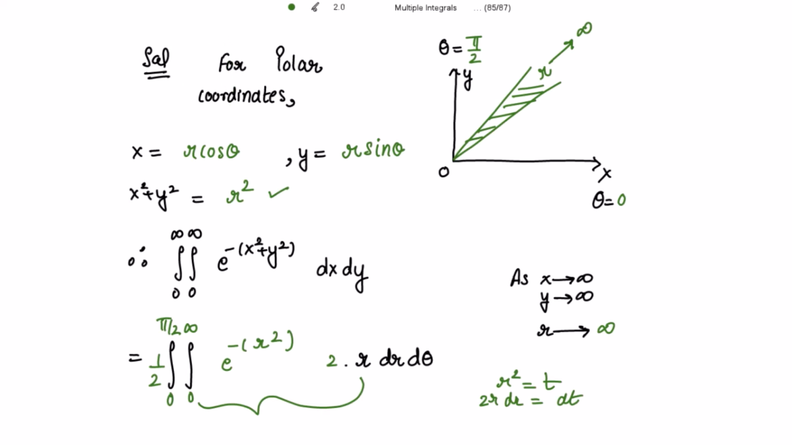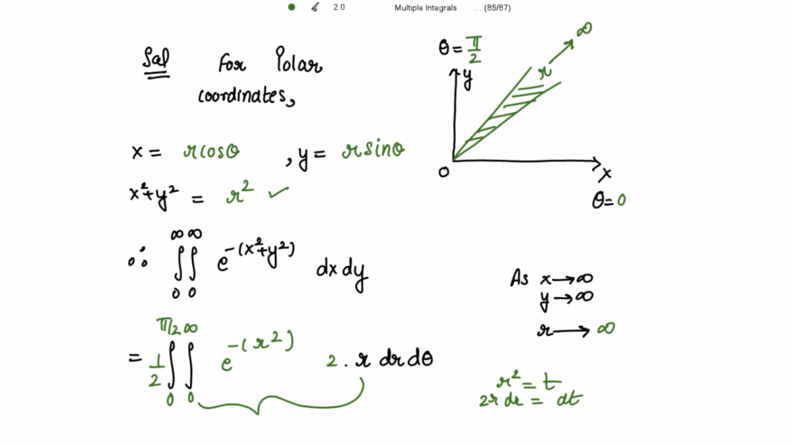So this is e to the power minus r square. Instead of r square, writing t, into 2r dr as dt, and this 2 is also there in the denominator, and this is d theta. So this is 1 over 2, integral 0 to pi by 2, and the integration of this is e to the power minus t over negative 1, limits from 0 to infinity, d theta.